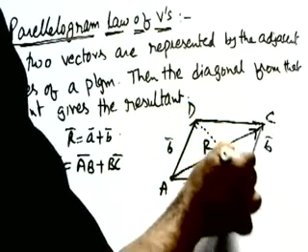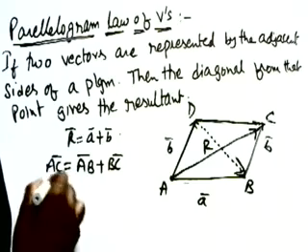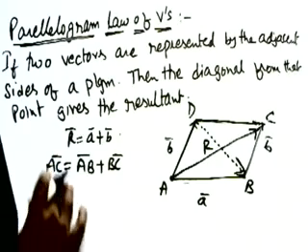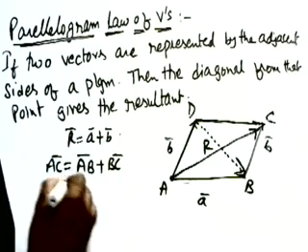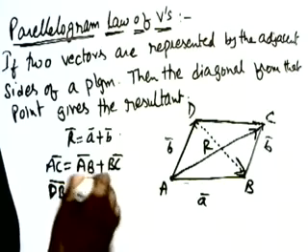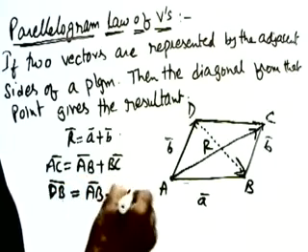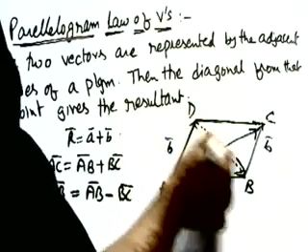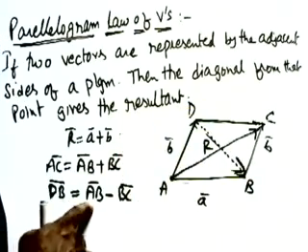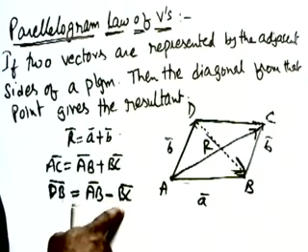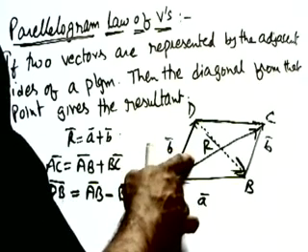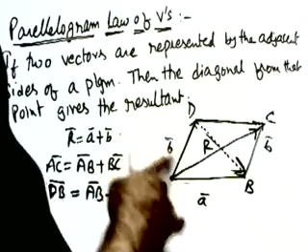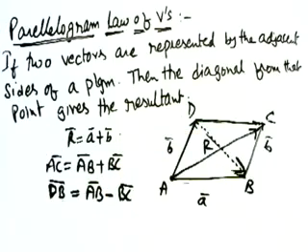In the same way, if you want to take the other diagonal, suppose this diagonal DB, its formula will be AB minus, sorry, AB minus BC. So one diagonal will be AB plus BC, and the other diagonal DB will be AB minus BC. Note this also. One diagonal will be the sum of the adjacent sides, and the other diagonal will be the difference of the vectors.